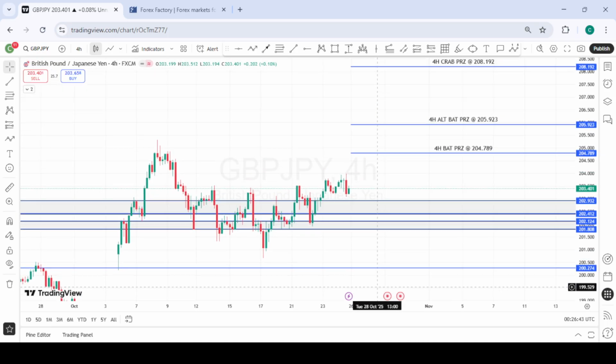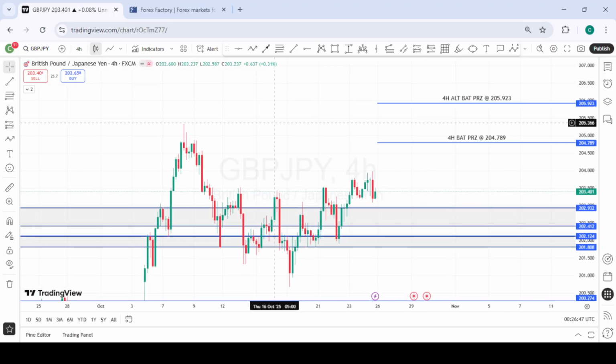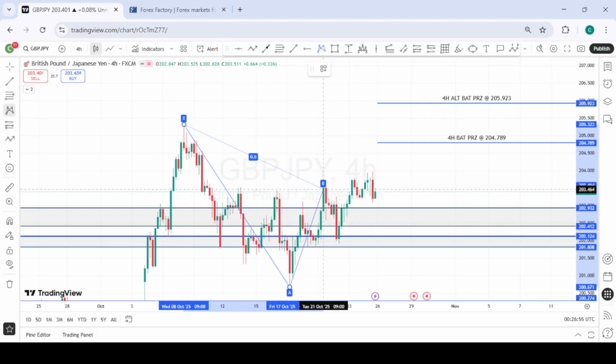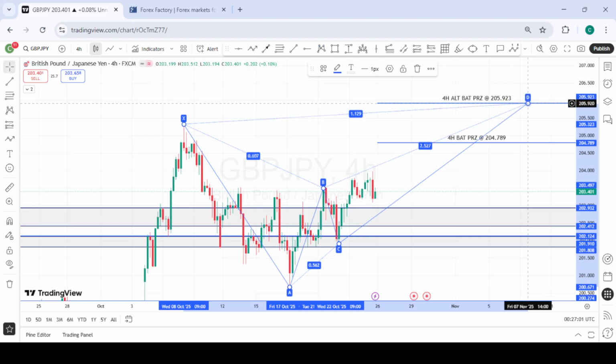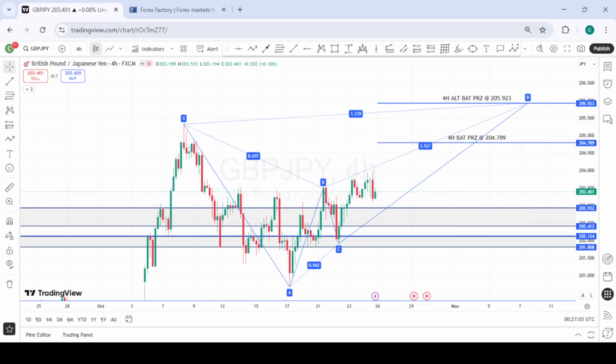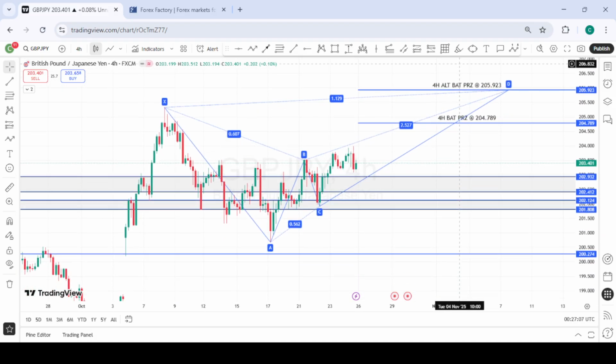We have here GBPJPY, which is also extremely bullish now, and it is giving us a nice bat or odd bat pattern formation here. This is a possible harmonic pattern. So this is our X, this is our A, this is our B, this is our C, and we are expecting a continuation to the upside to complete either the bat pattern, odd bat pattern, or a possible crab, depending on how price moves to the upside.